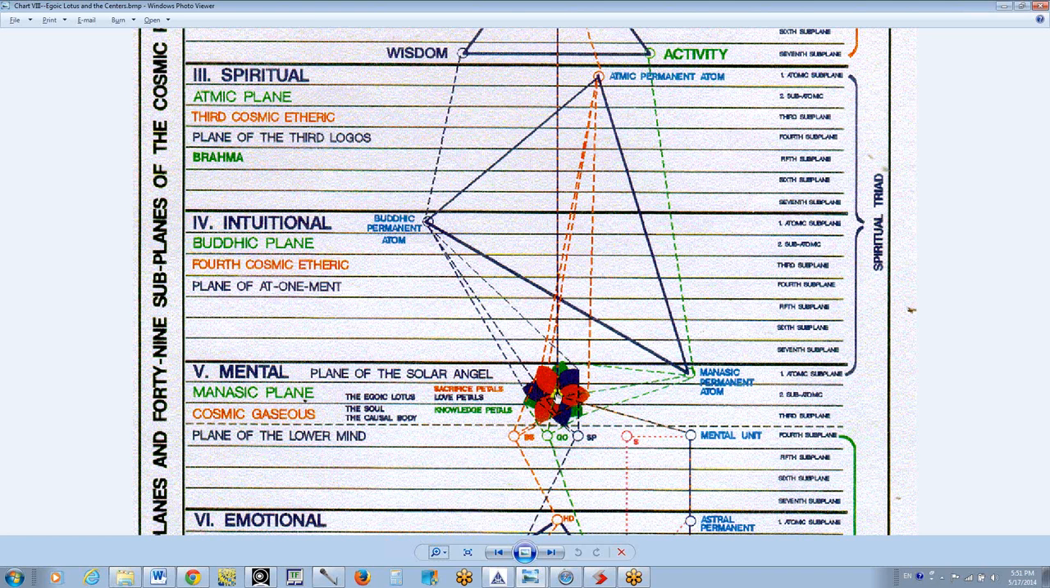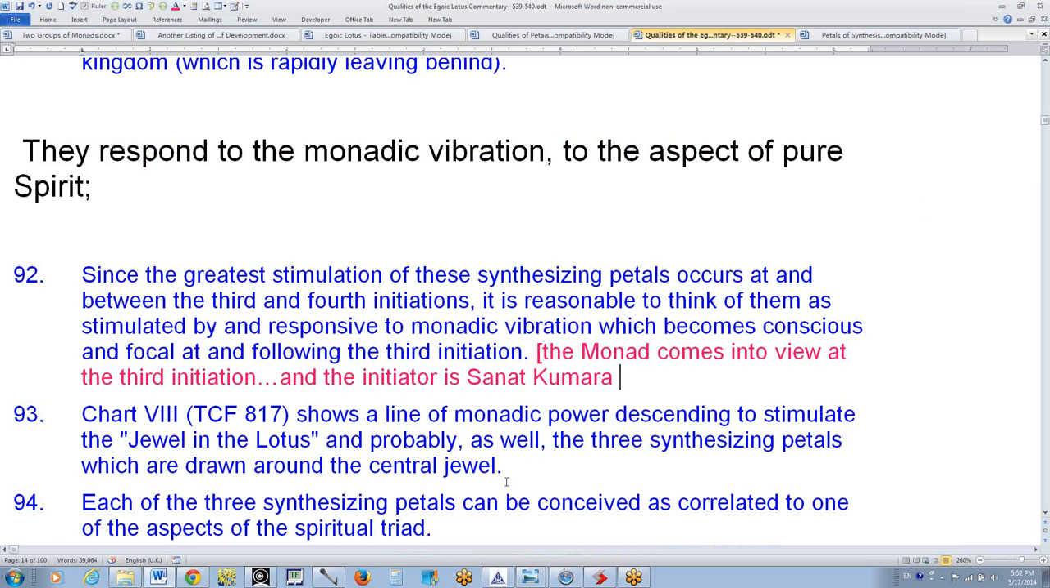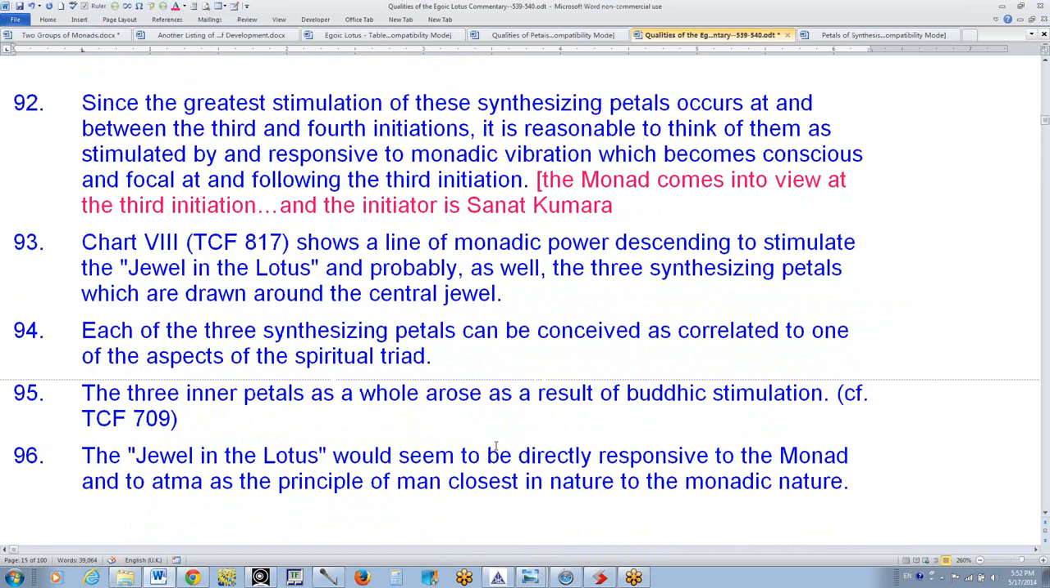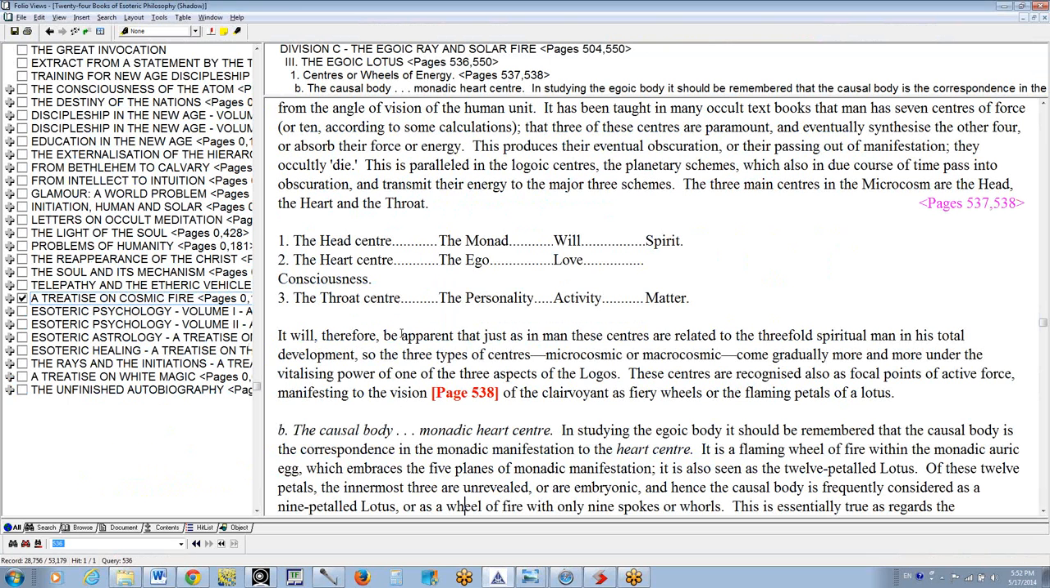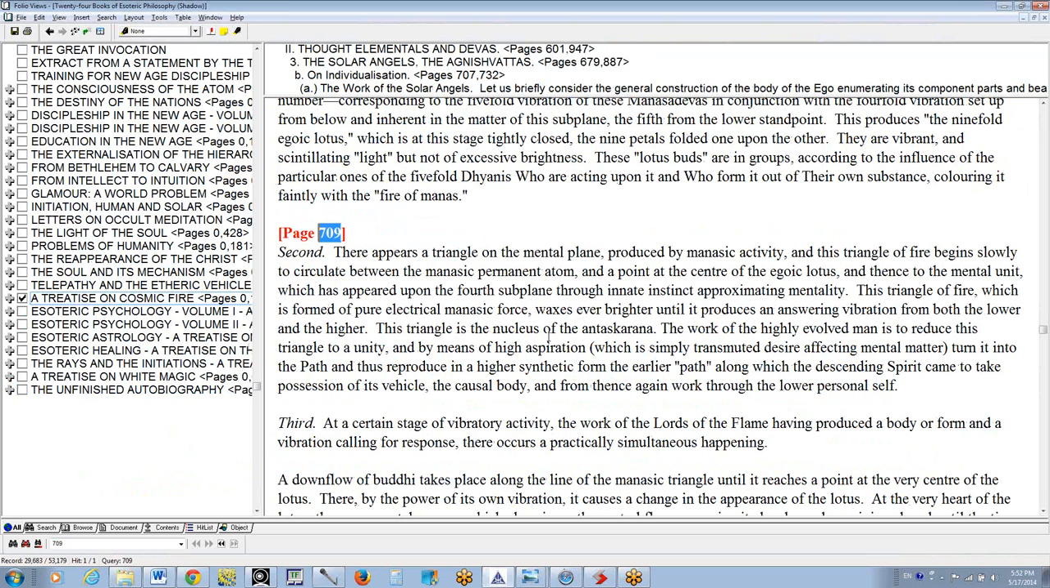And we do have to remember they were developed by a downflow of Buddhic force, so there must be some connection with the Buddhic plane. So each of the synthesizing petals can be conceived of as correlated to one aspect of the spiritual triad, right? Either the knowledge part, the love part, Buddhic part, or the Atmic part. The three inner petals as a whole arose as the result of Buddhic stimulation. Let's just take a look at page 709, where we should be able to find that.